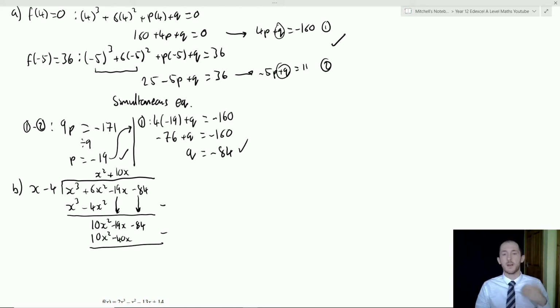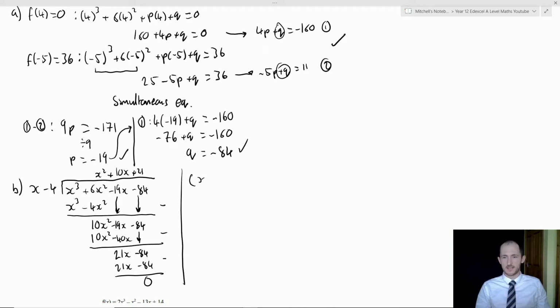10x squared minus 10x squared is again 0. Minus 19 minus minus 40 would be minus 19 plus 40, which would be 21x. And the 84 should come straight down. Yep. Again, divide. So plus 21. Times it again. 21x times by minus 4 would be minus 84. All cancels out. We're good to go.